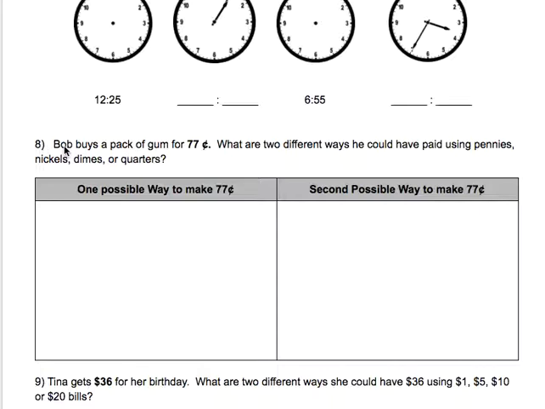Number 8, Bob buys a pack of gum for 77 cents. What are 2 different ways he could have paid using pennies, nickels, dimes, or quarters? Show one possible way to make 77 cents in this box. Show a different second possible way to make 77 cents in this box. Press pause until you have finished.